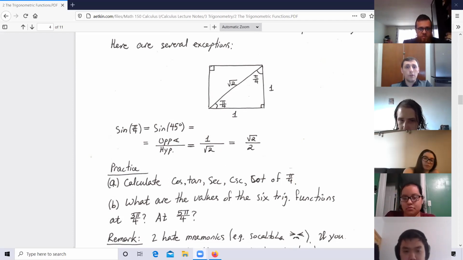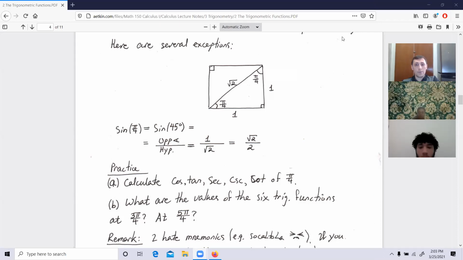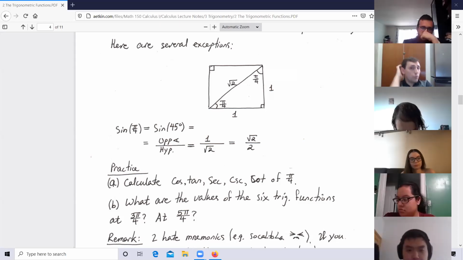Wonderful. Tangent of pi over 4 is 1. Cotangent of pi over 4, also 1, correct? Cotangent and tangent are just opposite over adjacent and adjacent over opposite. What is secant of pi over 4, please? And type, so that we're not confused, type secant pi over 4 equal to, please.